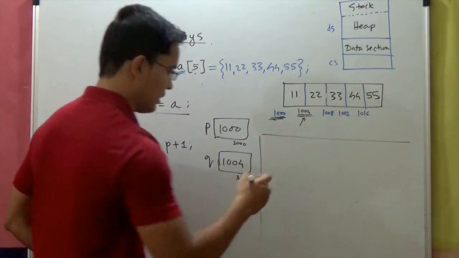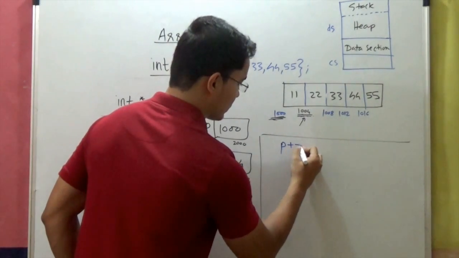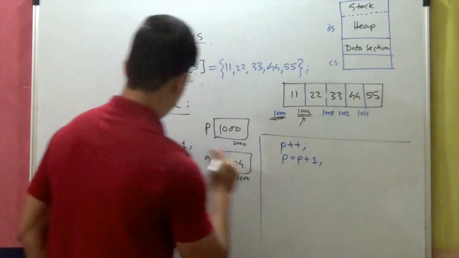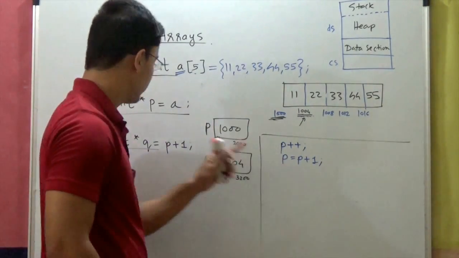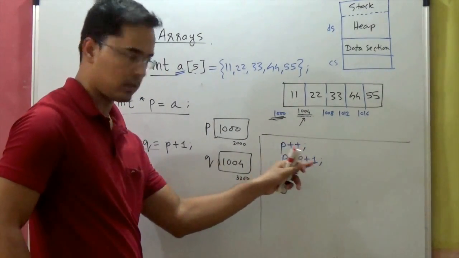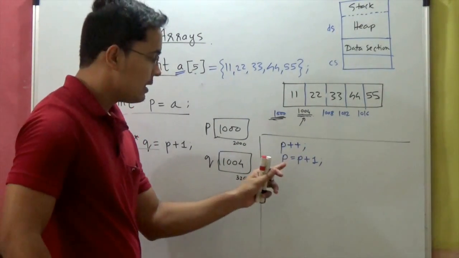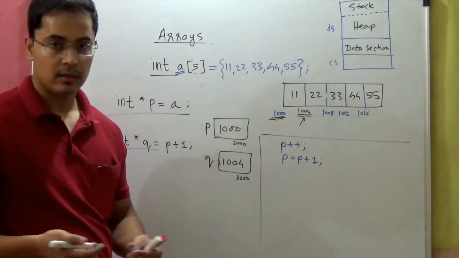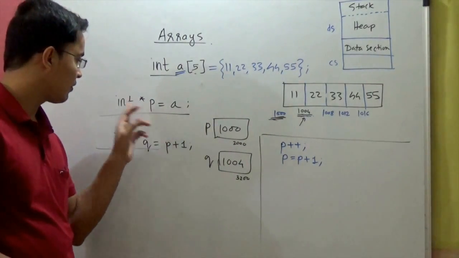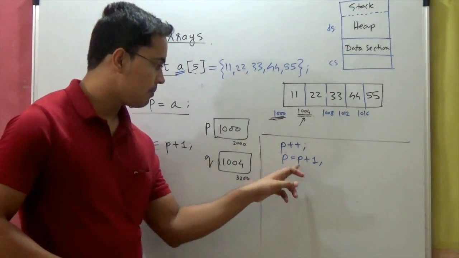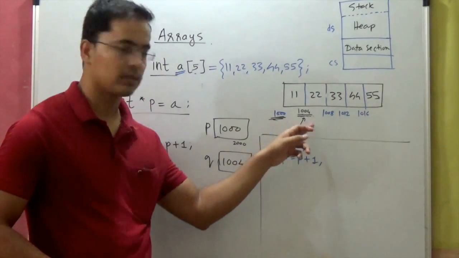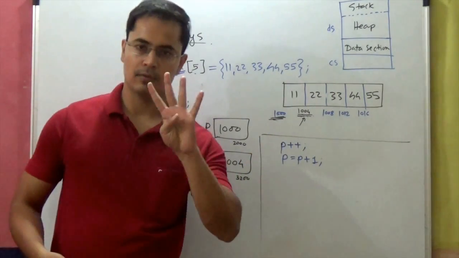We have already seen that. So you can say p plus plus, or p equal to p plus 1, where p is a pointer. In case it's an integer pointer, when you say p plus plus or p equal to p plus 1, it will increment depending on its type. If p is of type integer and p is storing address 1000, p plus 1 will be 1004 because an integer takes 4 bytes.